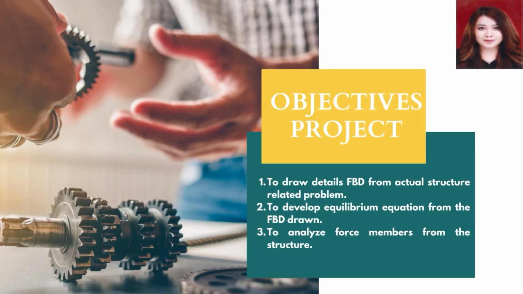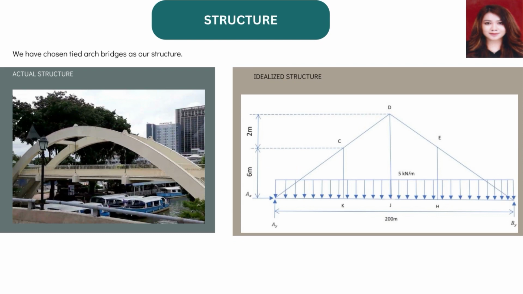For this project, number one is to draw a detailed FBD from an actual structure-related problem. Second is to develop equilibrium equations from the FBD drawn, and third is to analyze the force members of the structure. We have chosen a tied arch bridge as our structure, as you can see in the figure. This is our actual structure and idealized structure, which has force and moment, and we need to calculate all the moments at the structure.